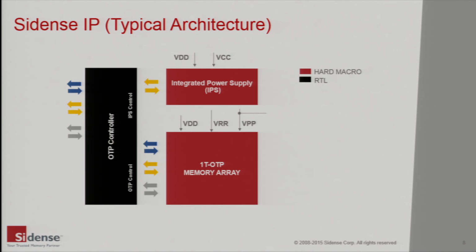The integrated power supply, known as the IPS, provides all the necessary voltages for reading and in-field programming. If in-field programming is not required, then an external programming voltage can be applied, usually at device test. A range of IPS options and building blocks such as band gaps, regulators and charge pumps are available. This provides the designer with a degree of flexibility to work around the voltage rails already available on his chip.